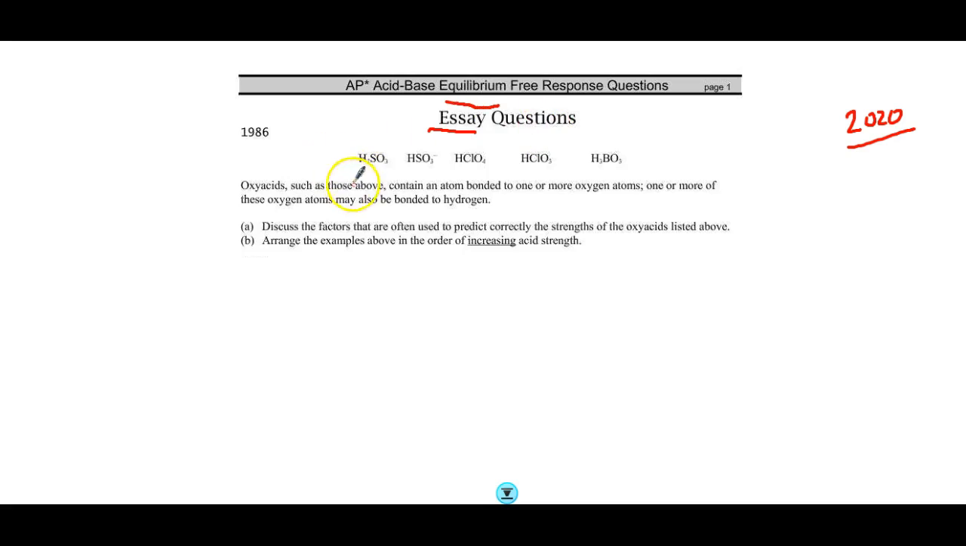And so you would expect, this was all total an 8-point question. And so there's lots to say here and lots to observe. So let's get to it. Oxyacids such as those above contain an atom bonded to one or more oxygen atoms, and one or more oxygen atoms may also be bonded to a hydrogen.